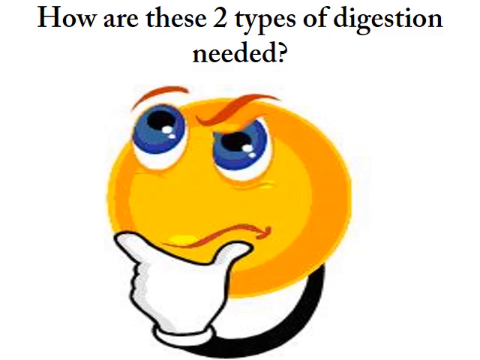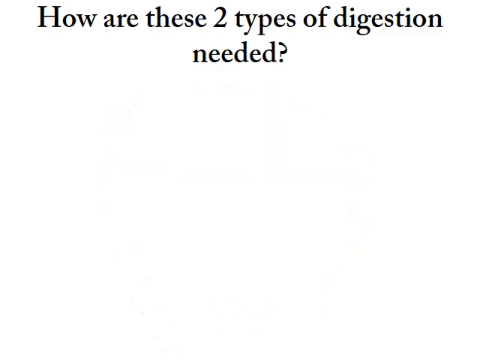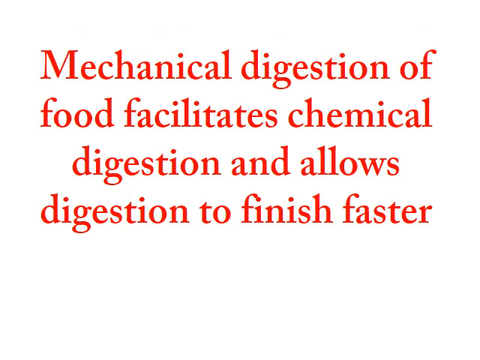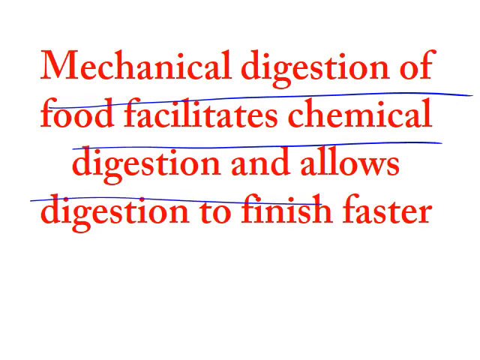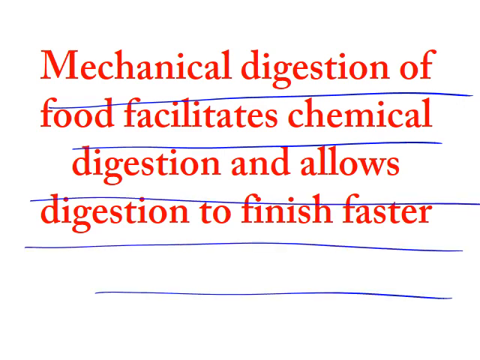How are these 2 types of digestion needed? Keep in mind that mechanical digestion facilitates, this is the big conclusion here. Mechanical digestion facilitates digestion: the cutting of food, or the breaking of food into smaller pieces, is going to facilitate the action of the digestive juices and the enzymes present in these juices to digest food faster.